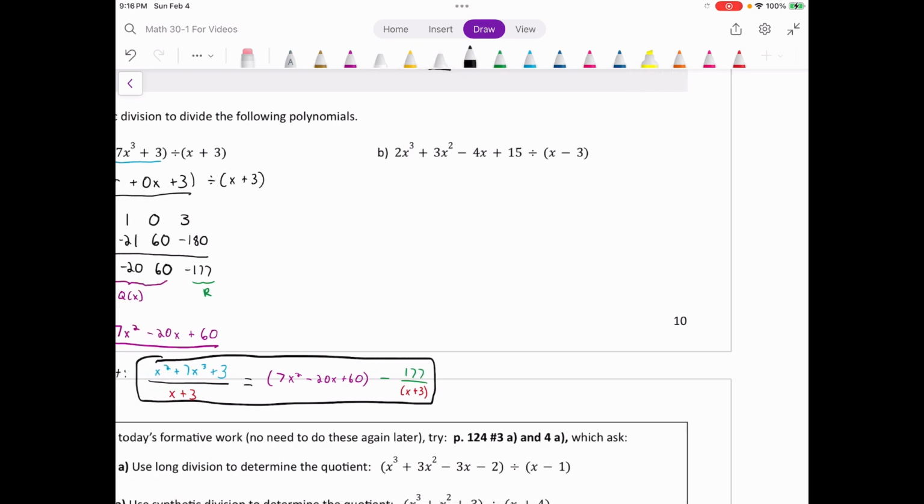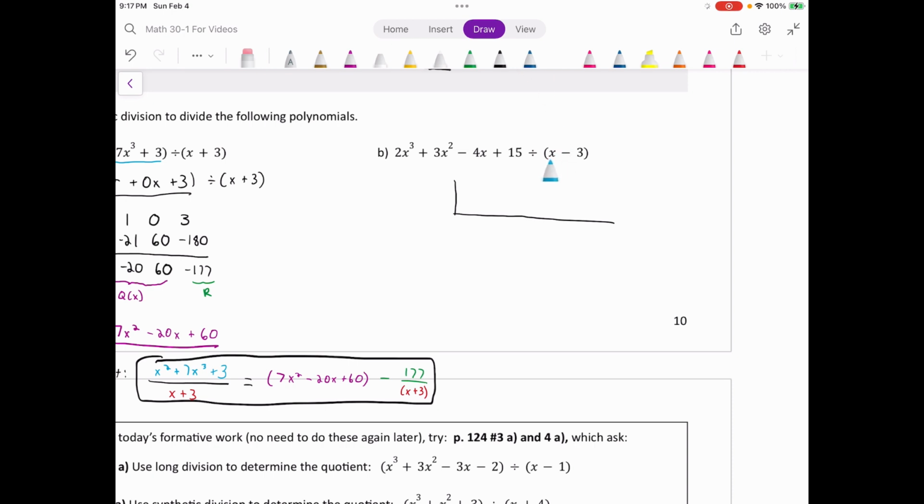Alrighty, and last example here in the notes, let's go ahead and divide this one by synthetic division. So I'm going to set it up. I guess first I should check, is it in standard form? Oh, it is. Are there any missing exponents? Are any exponents not represented here because their coefficient is 0? Oh, there's actually not, right? x cubed, x squared, x, and constant. So this one's already set up nicely for us.